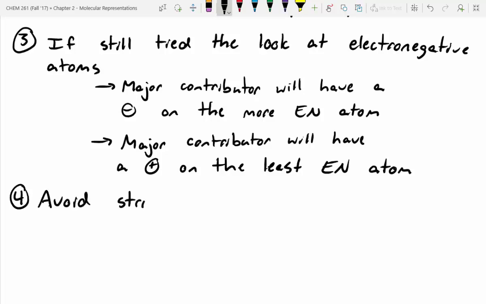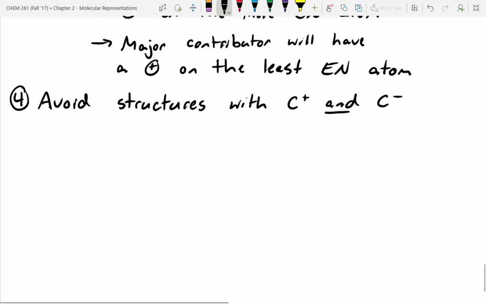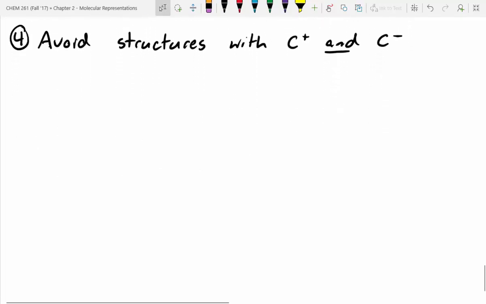Avoid structures with carbon that has a positive charge and carbon that has a negative charge. We typically don't want to draw those. So I'll show you an example of this. You mean avoid structures that have both at the same time? Have both at the same time.